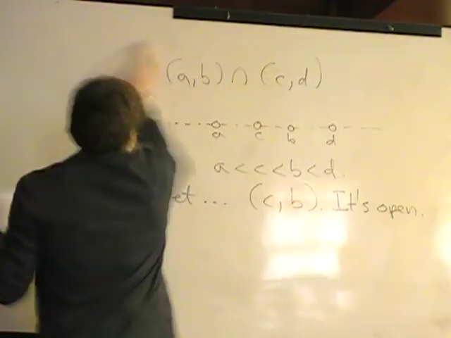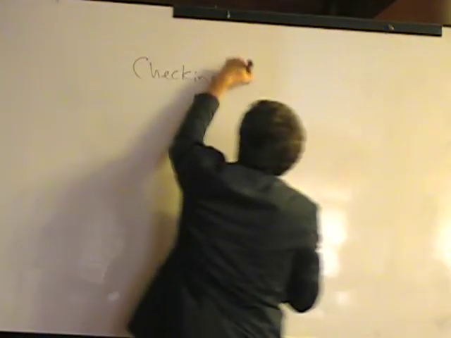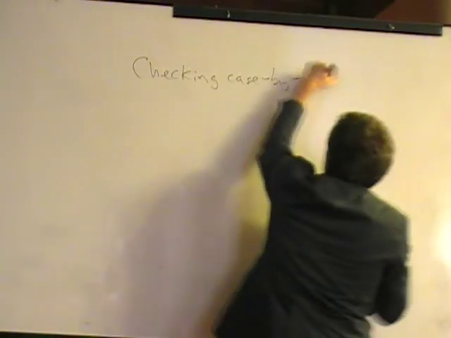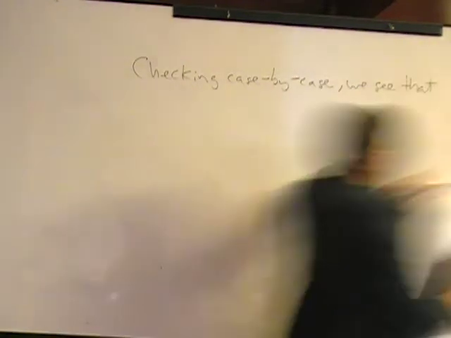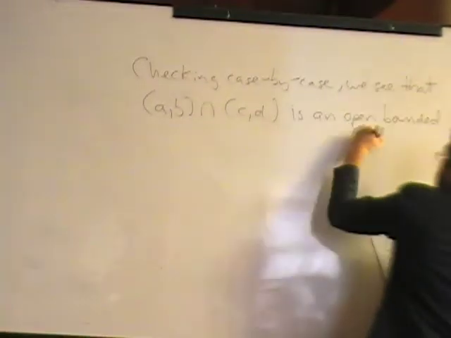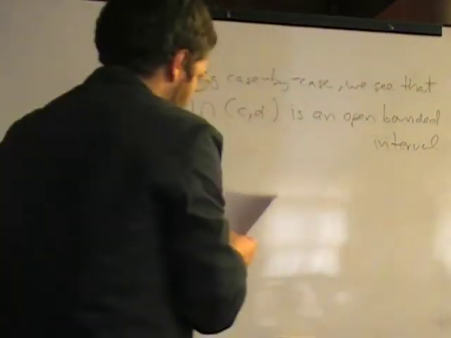So you can go through the other cases if you want. You can switch around the orders of A, B, C, and D a little bit more. The conclusion is pretty clear, checking case by case. In fact, not only do you find that the intersection is always an open set, we see that the intersection of AB and CD is another open bounded interval. Useful fact to know.